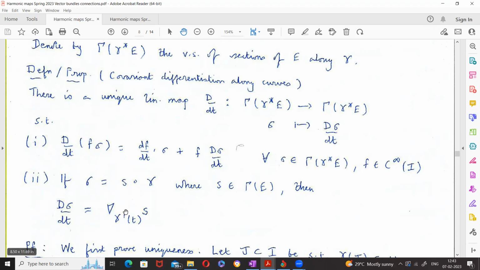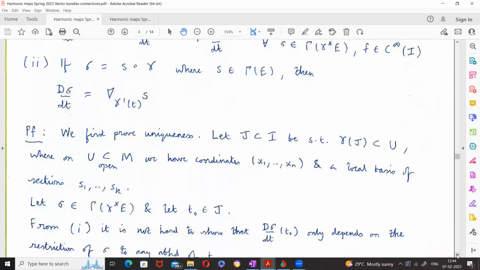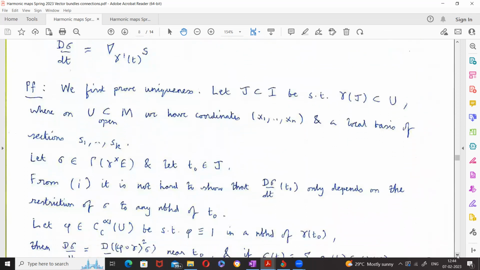That is what gives you the uniqueness. Any questions? No, sir. All right. So we first prove the uniqueness, and that will help us to prove the existence as well.